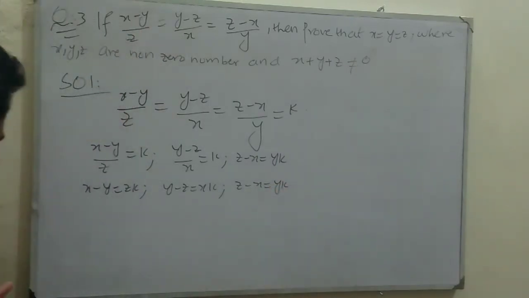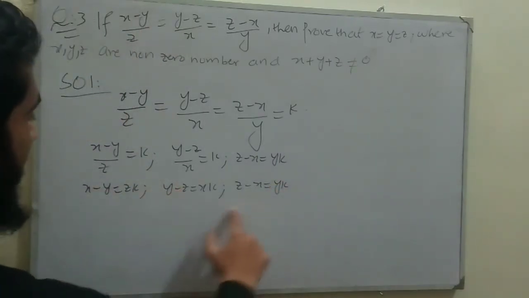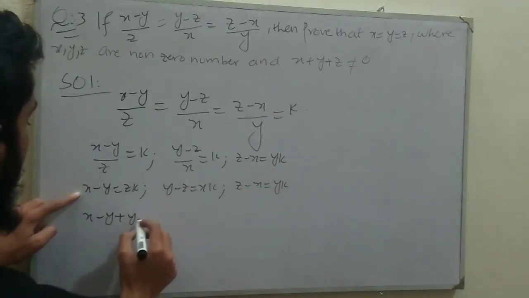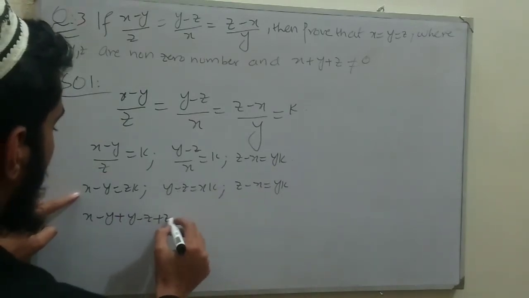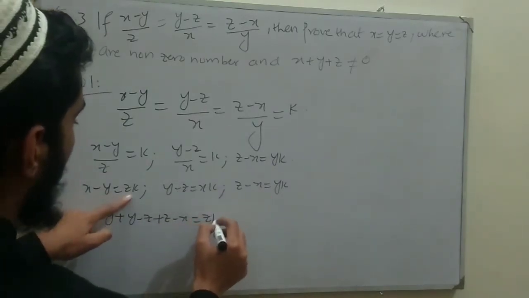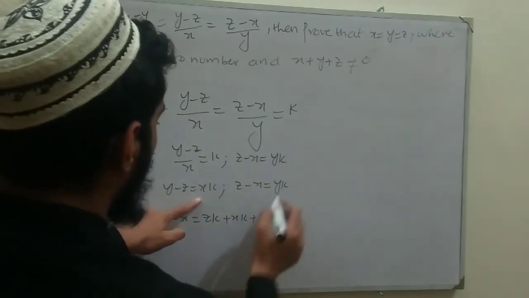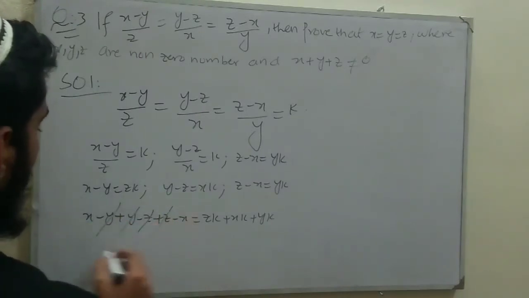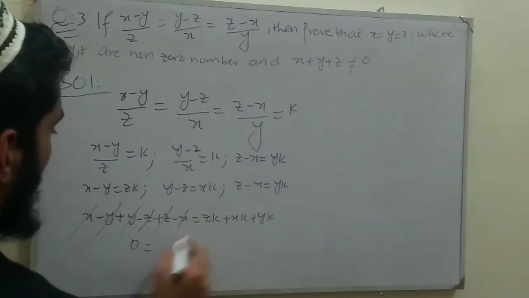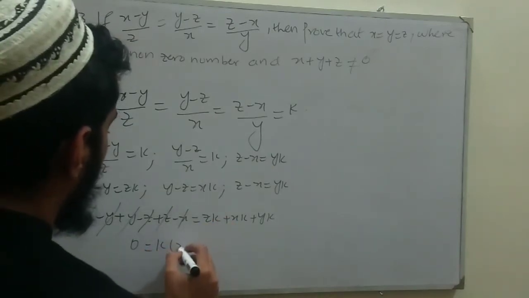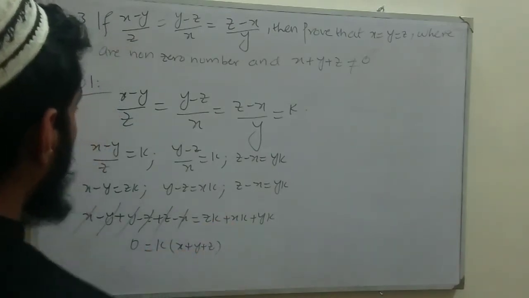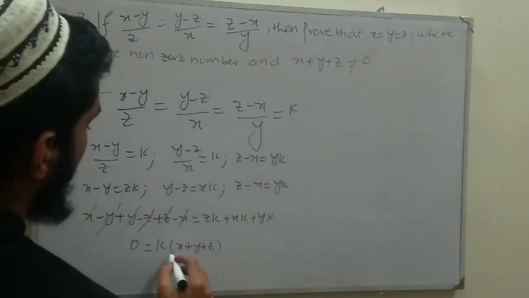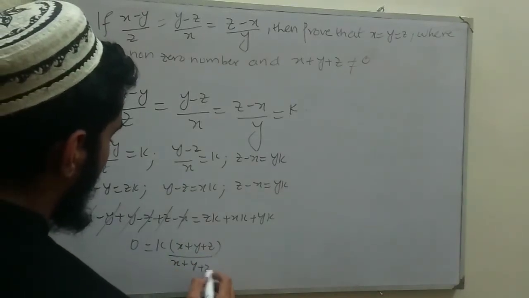Using the property, add the right hand side with the right hand side of these three equations, left hand side with left hand side. So x minus y will add with y minus z, it will add with z minus x. Using the same property on the right hand side, zk will add with xk, will add with yk. Y will cancel out with negative y, z will cancel out with negative z, x will cancel out with negative x. Here we are left with 0. Taking common k from the right hand side, it becomes x plus y plus z. They tell in the question that x plus y plus z must not be equal to 0. So divide both sides with x plus y plus z.